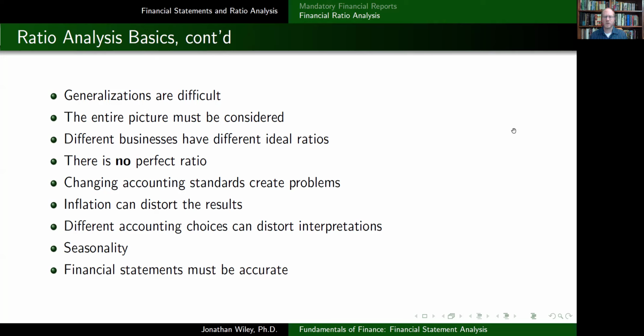Also, different accounting choices could distort interpretations. So think back to accounting, and you had FIFO and LIFO. FIFO, first in, first out. LIFO, last in, first out.